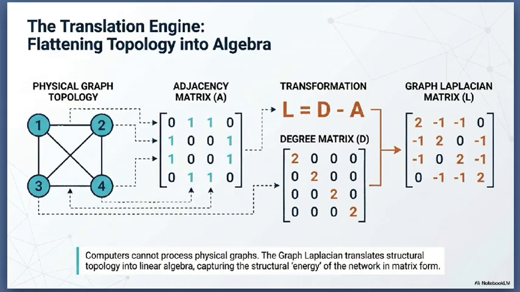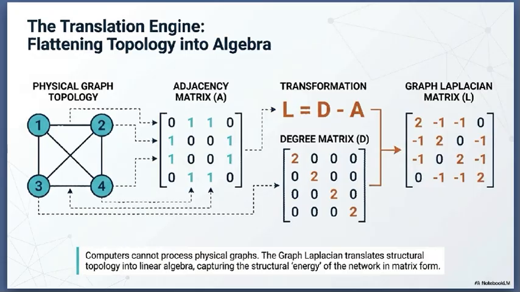Okay, rather than just reading the letters, let's break down the logic of that equation. What are the D and the A actually doing? Let's start with A. A stands for the adjacency matrix. Imagine a giant grid where every row and column is a node in the network. If two nodes are directly touching, say, two web pages linking to each other, you put a 1 in that box. If they aren't touching, you put a 0. It is just a raw, unweighted map of neighbors. Got it. Just a giant grid of yes or no questions. Are we touching?